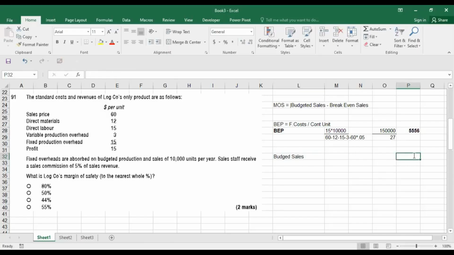Your budgeted sales were 10,000, right? And now your margin of safety formula is budgeted sales 10,000 minus break-even sales, divided by budgeted sales. When you take this one divided by this one, it gives you 37.5%. The answer is 37.5%.